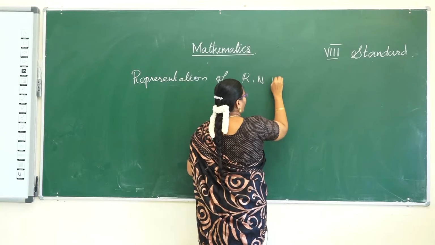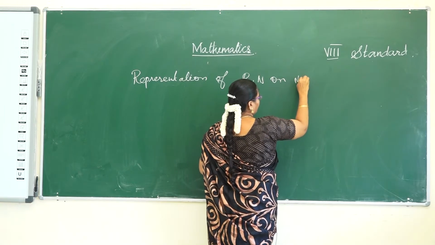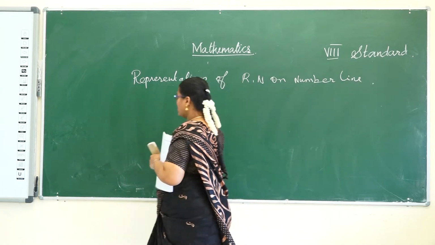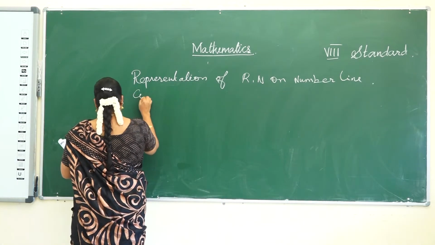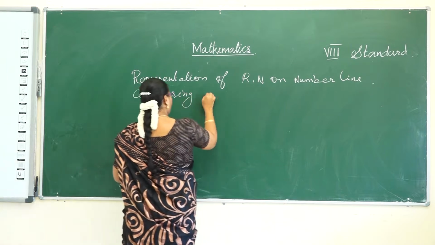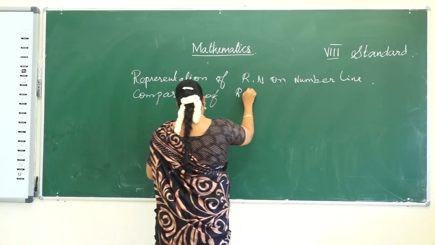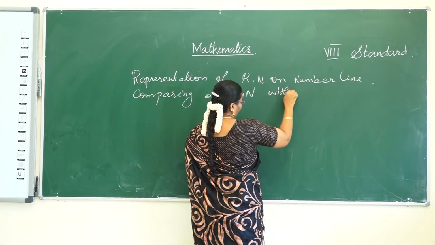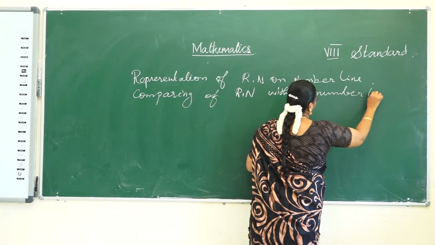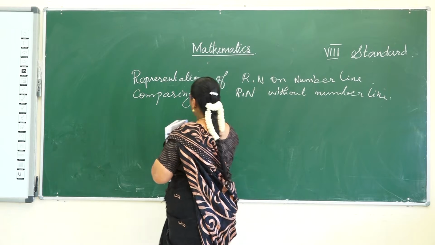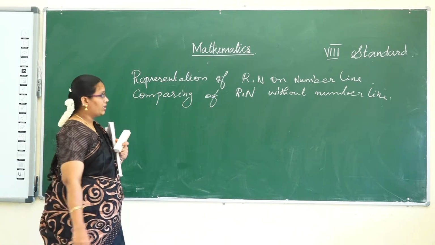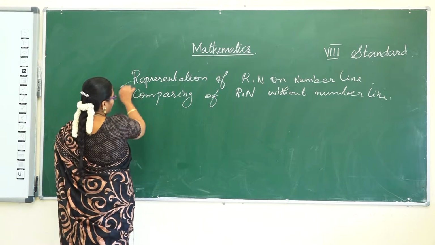Rational number on a number line, is it? The second concept is comparison. Comparing rational numbers without a number line. Okay, first let us recapitulate the representation of a rational number on a number line.